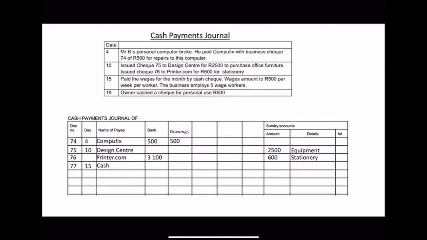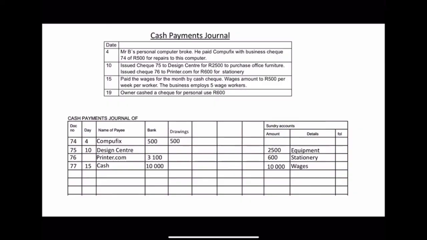Okay. Now, if we work it out, 500 Rand per week per worker, and the business employs 5 wage workers. So we can say 500 times 5 employees is 2,500 per week. And because there's 4 weeks within a month usually, we're going to say 2,500 times 4, which gives us a total wage amount of 10,000 Rand. And that goes in our sundry accounts because we don't have a column for it.